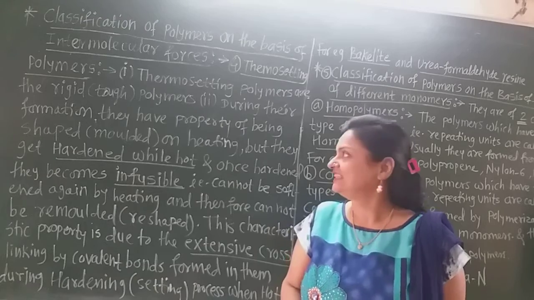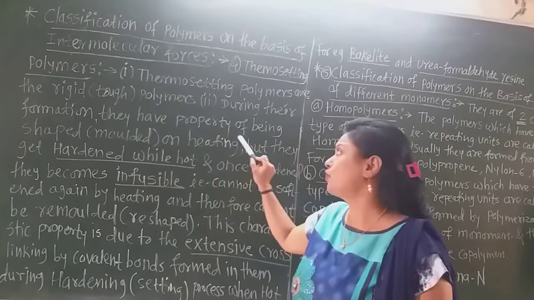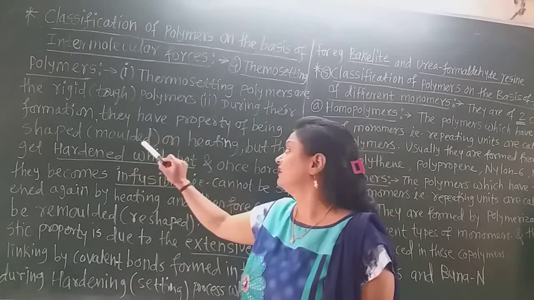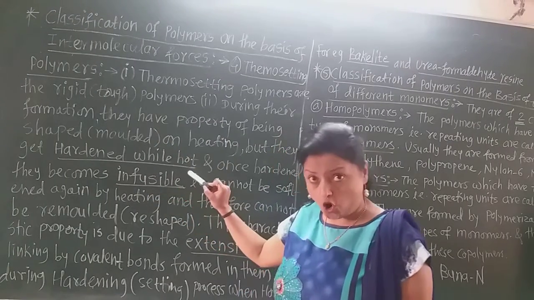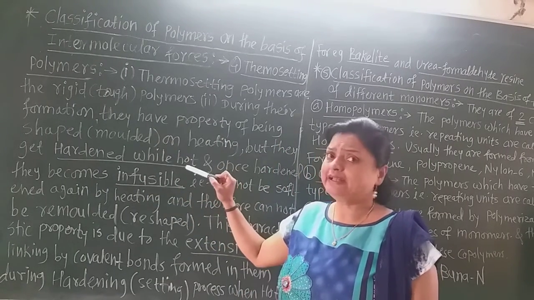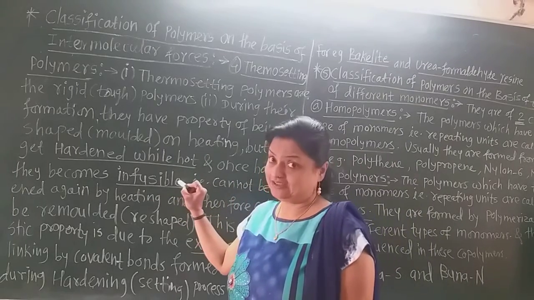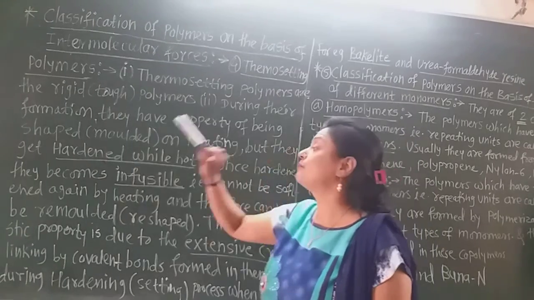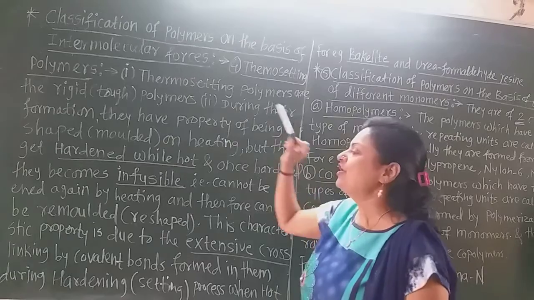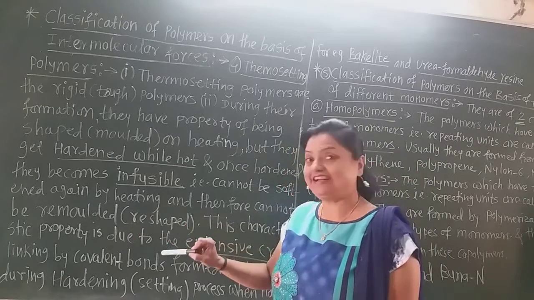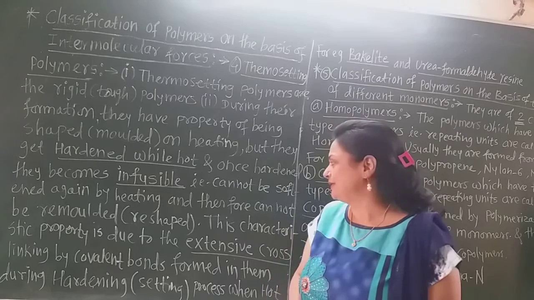Now understand this, pay attention here. During their formation, they have the property of being shaped or molded on heating, but they get hardened while hot. At that time they get hardened, and once hardened, they become infusible and cannot be softened again by heating, and therefore cannot be reshaped or remolded. Therefore these polymers are called thermosetting polymers.